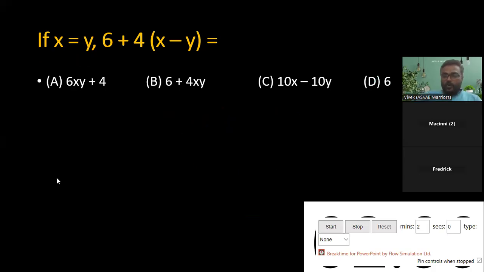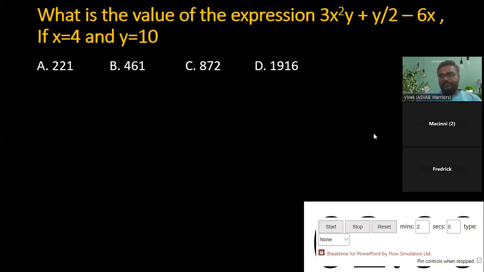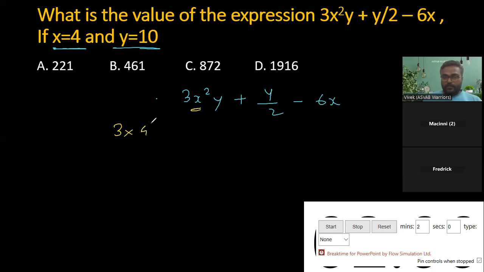Now, let's move on to the next question. Now, what is the value of the expression? Let me try solving this for you. I'll give the next one for you. 3x square y plus y over 2 minus 6x when x is equal to 4 and y is equal to 10. Let's just try to put all the values now. X is 4. So 3 times 4 square times y, which is 10, plus y, which is 10, divided by 2 minus 6 times 4.